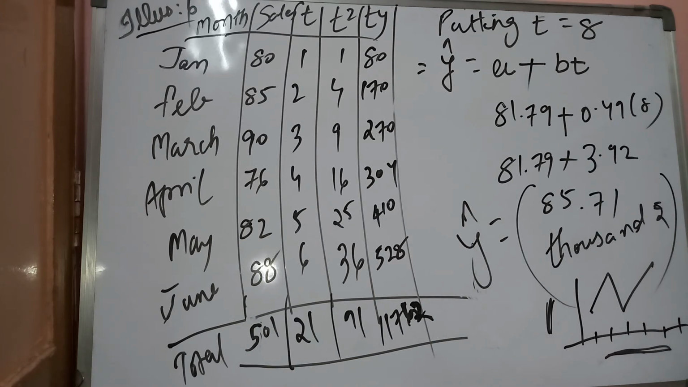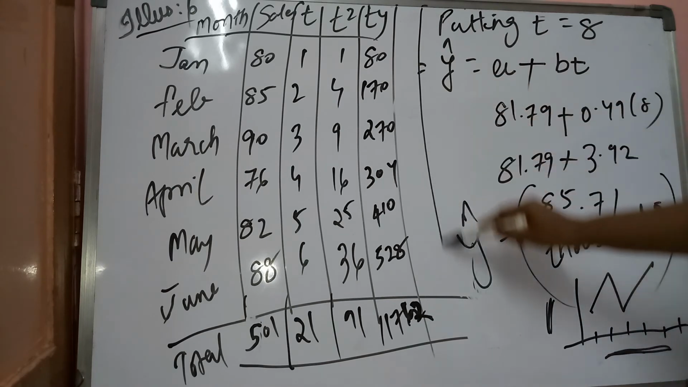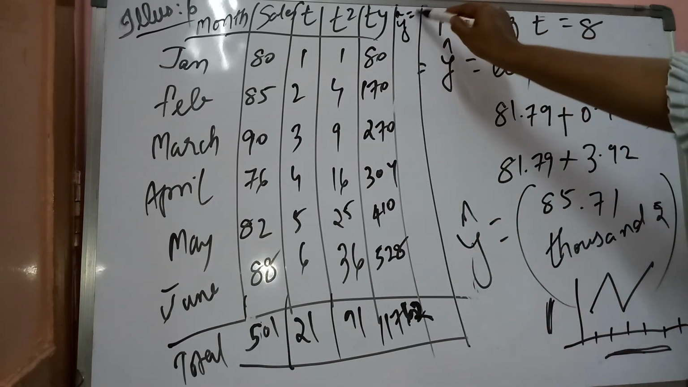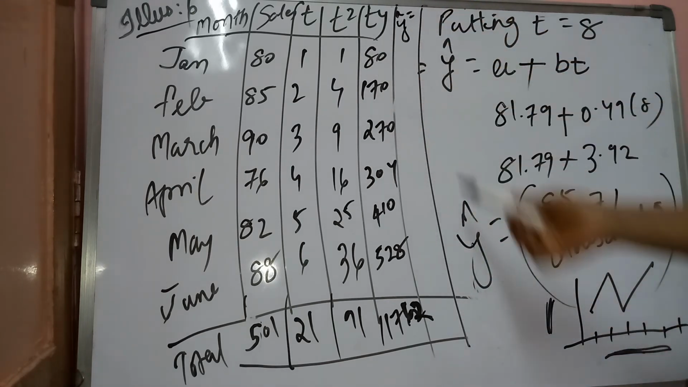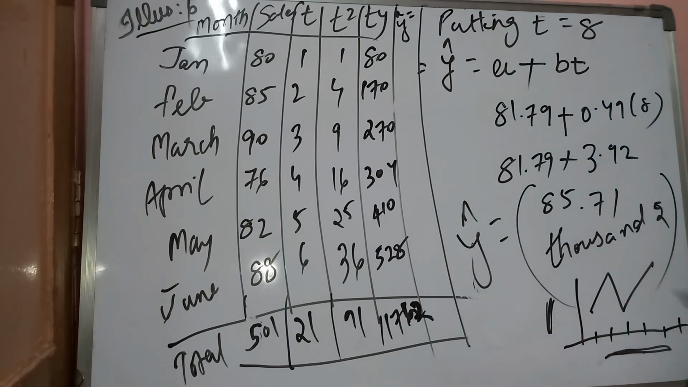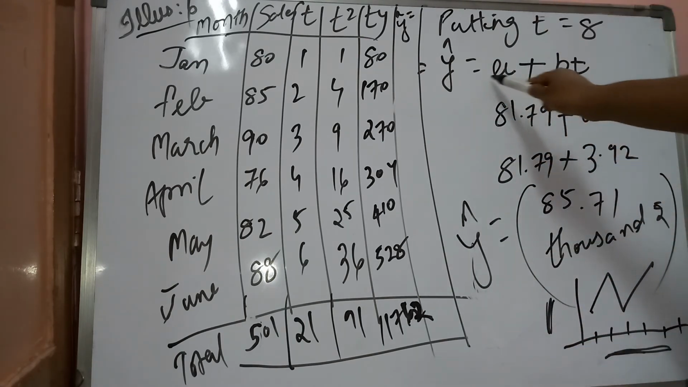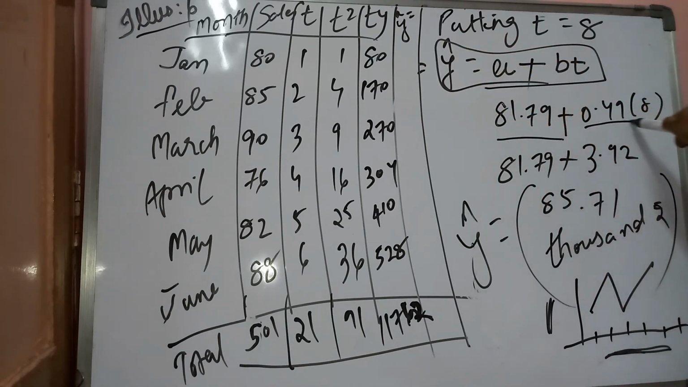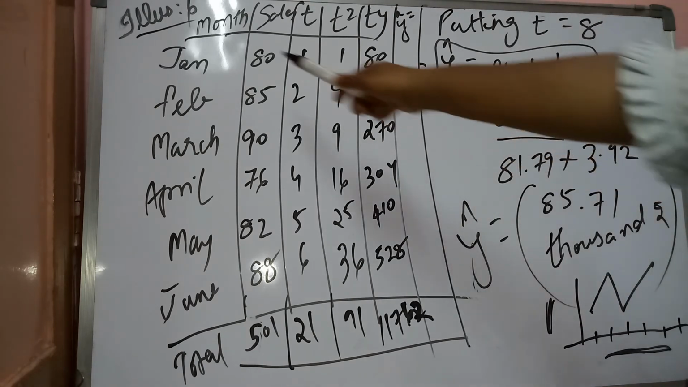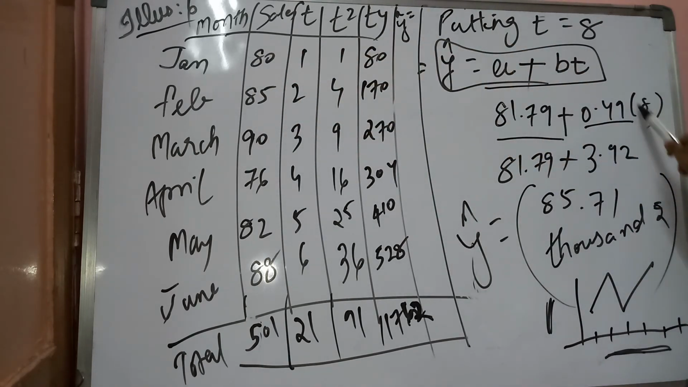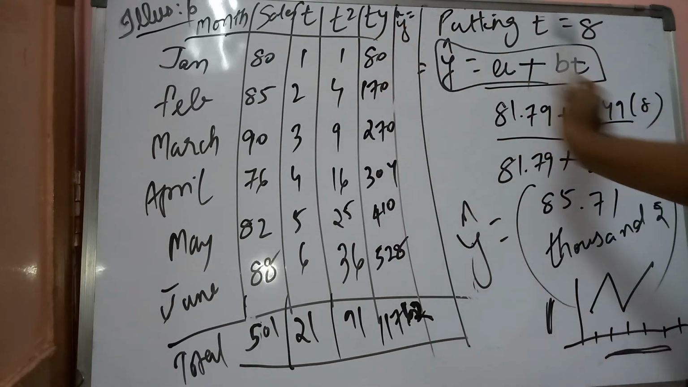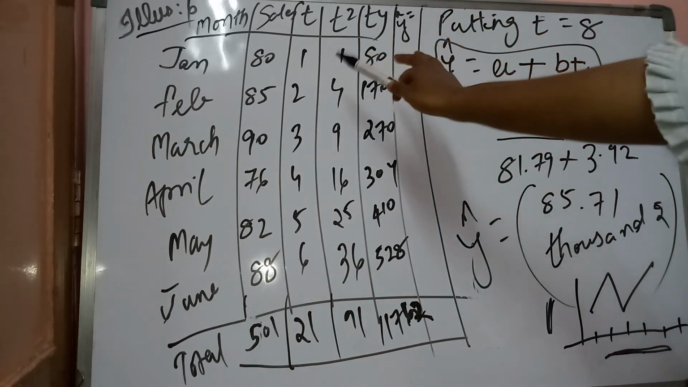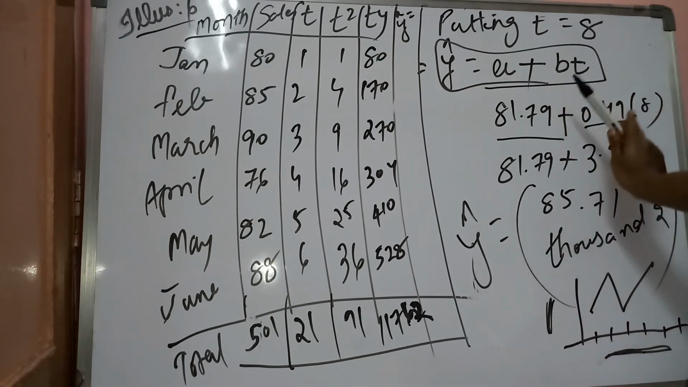Before that you have to prepare one more column, that is your Y cap column. Like this, you have to find Y cap for each period. Now what is happening in this? Look at this formula, Y cap formula, A plus B T, where your A is known to you and B is known to you. Only difference is for the month of January your T would be 1. So instead of putting your 8, you have to keep 1. Clear with this? And whatever the answer is, you have to write over here.